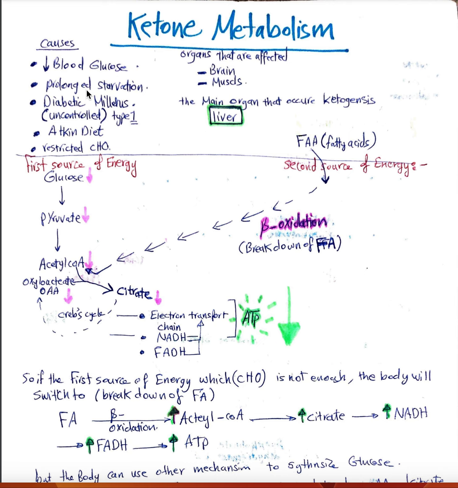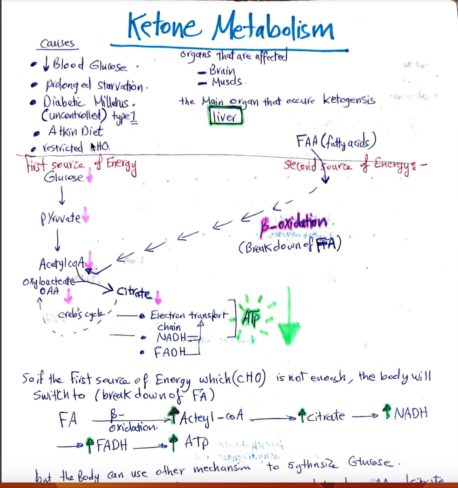The other reason is prolonged starvation. Prolonged starvation also leads to a decrease in the level of glucose, so it is an indirect cause. And there is also uncontrolled type 1 diabetes mellitus, which is known as diabetic ketoacidosis, and from its name you can see that it leads to the formation of the ketone bodies, but we will discuss later how diabetic ketoacidosis leads to the formation of the ketone bodies.